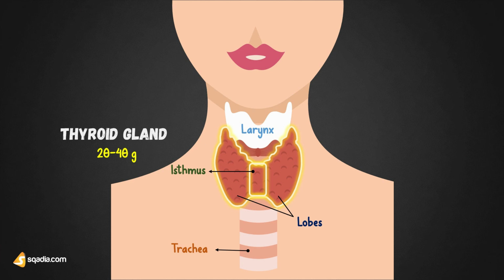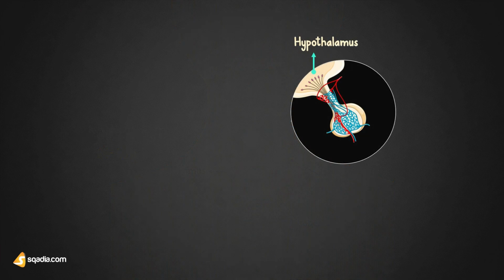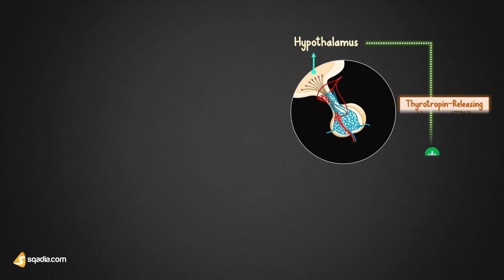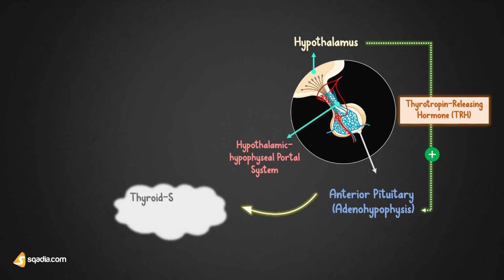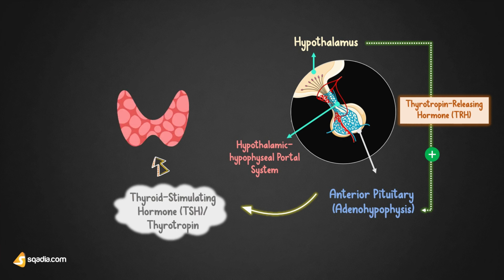Each of the thyroid lobes is embedded with parathyroid glands, primarily on their posterior surfaces. The hypothalamus synthesizes and secretes a hormone called thyrotropin-releasing hormone, or TRH. That is transported by the hypothalamic-hypophyseal portal system to the anterior pituitary and secretes thyroid-stimulating hormone that acts on the thyroid gland to release thyroid hormones.